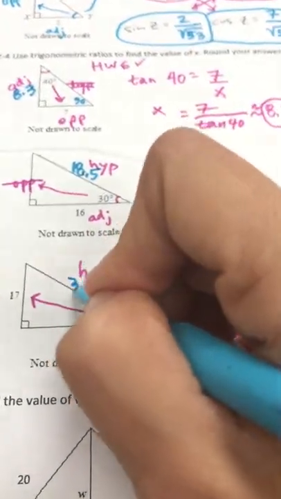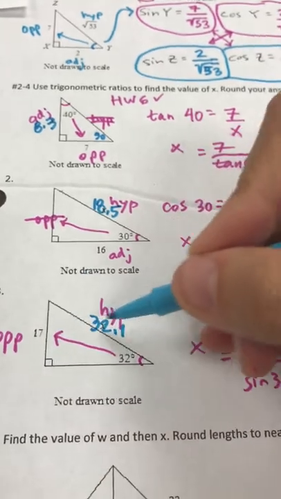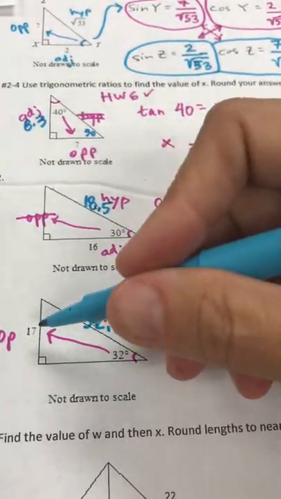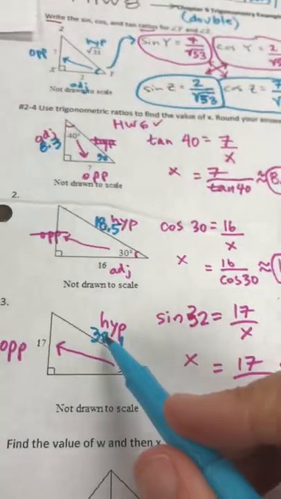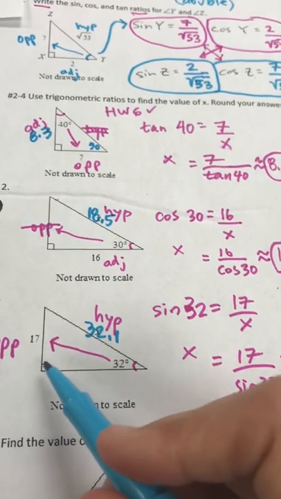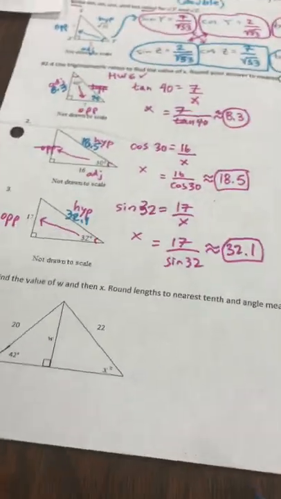32.1. Okay, so I think that makes sense. If one of the sides is 17, the hypotenuse is the longest side, so 32.1 is bigger than 17, and that makes sense. And the reason why is because it's opposite the 90 degree angle, so 90 is bigger than 32, so that side should be longer. Sweet.